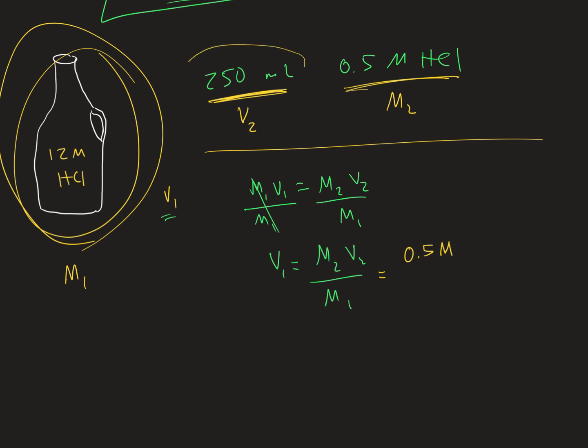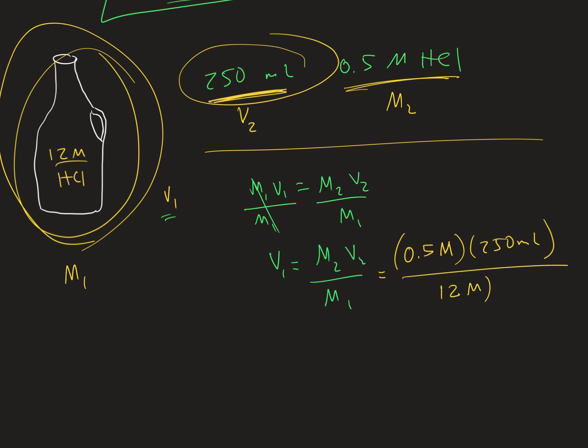Now, do I have to change this to liters? Depends on how you want your final answer. So let's just leave it as is. Times volume 2, which is 250 milliliters, divided by molarity 1, which is 12 molar solution. What cancels? Molarity, and we're left with milliliters. So if we're okay with milliliters, just leave it there. If we want liters, then change it by converting. And so we do 0.5 times 250, divide by 12, and what do we get?